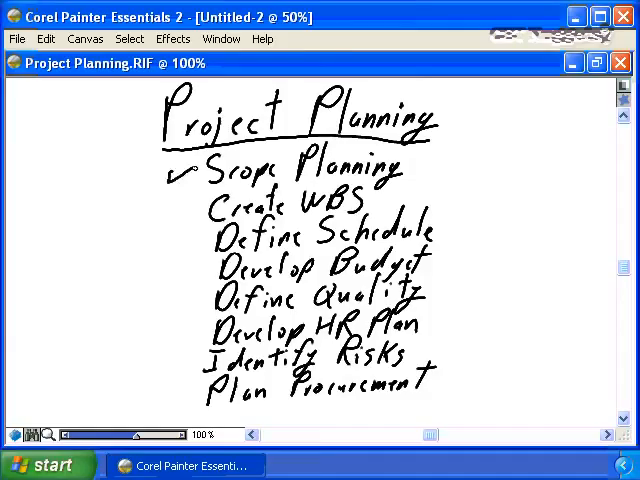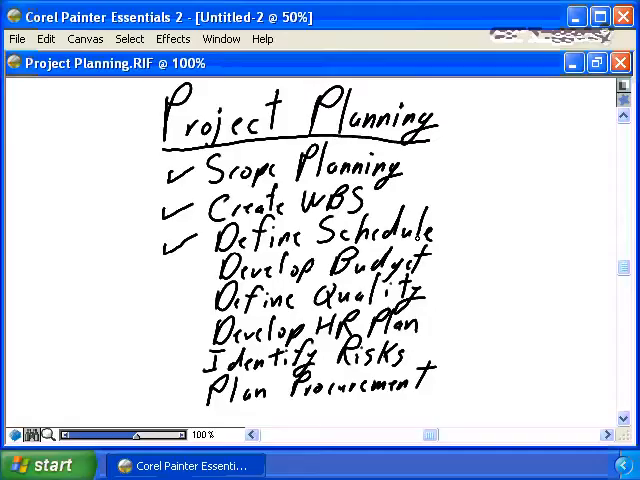Ensuring we define what is in scope, what the project is going to complete. We will talk about creating the work breakdown structure, identifying all of the deliverables and all of the tasks required to complete the deliverables necessary to achieve the scope. We will take the work breakdown structure, assign resources, assign estimates, put it into our scheduling tool, and develop the project schedule.